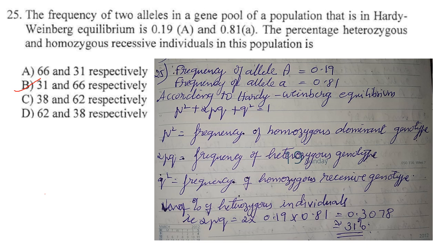And percentage of homozygous recessive individuals, that I have not done here. I forgot to add that one, but I will tell you how to do it. So percentage of homozygous recessive individuals is q square. So 0.81 into 0.81, that will give you around 0.6561. So that will be 66%. So the answer here is option B, that is 31 and 66 respectively.